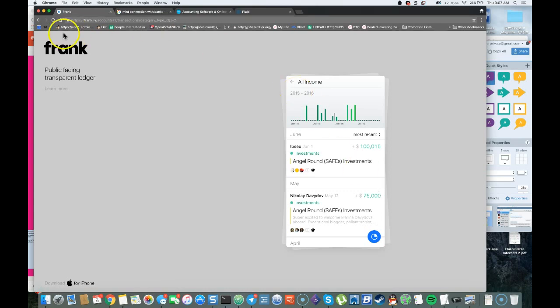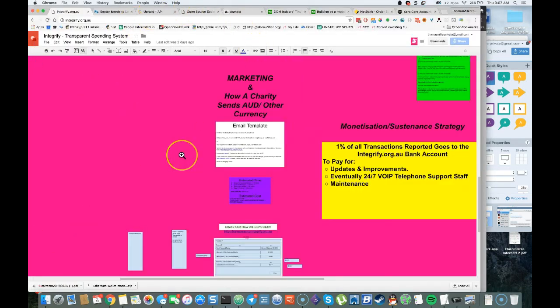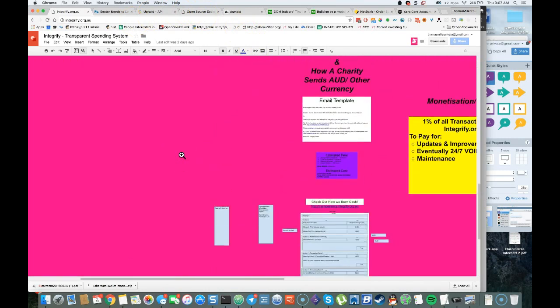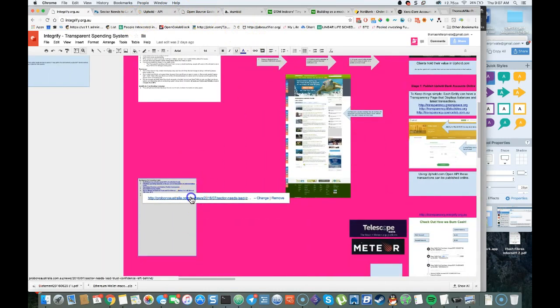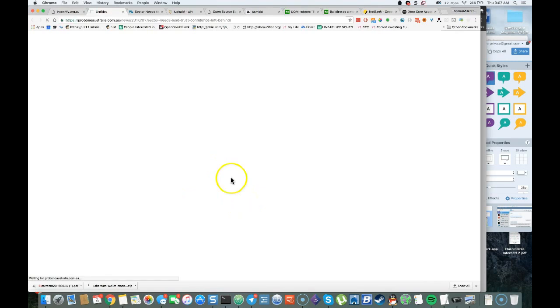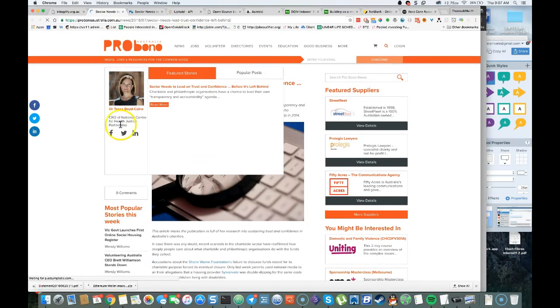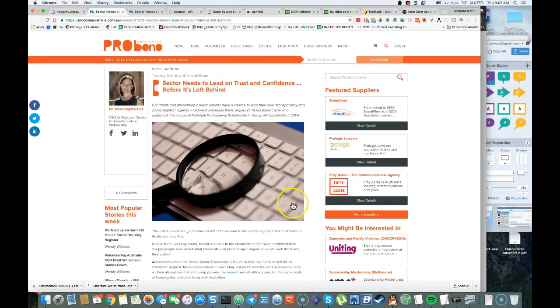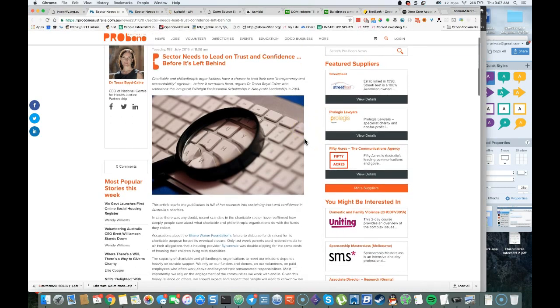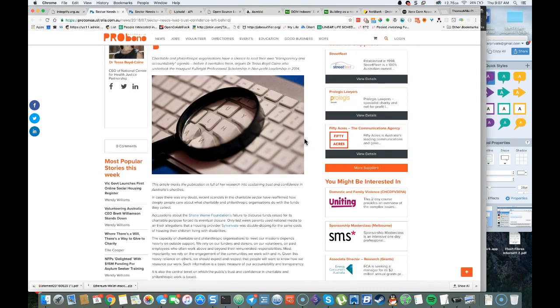Cool. And I just wanted to show you another thing here. We're in a bit of a crisis in Australia, where people are thinking that the sector needs to lead with more transparency, like this lady here. She's Australian, the CEO of the National Centre for Health and Justice. She's saying the sector needs to lead on trust and confidence before it's left behind. I'd love to work with you guys to promote what you're doing and get your system into other charities around Australia. That's a big thing.